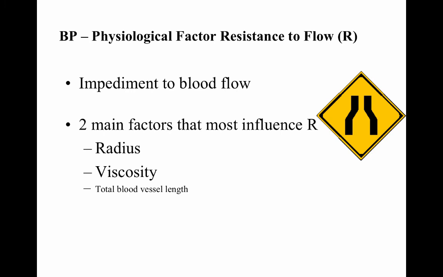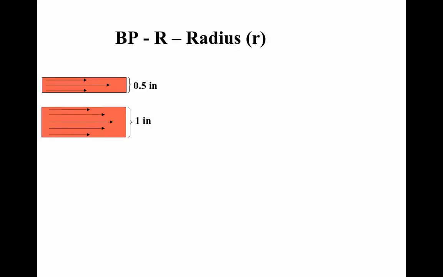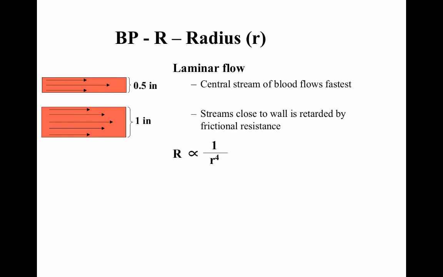Two main factors that most influence resistance are the radius of the vessels and the viscosity of the blood, as well as total blood vessel length being mixed in as part of that. If we look at the blood pressure resistance equation related to the radius, resistance is proportionate to 1 over the radius to the power of 4. What we're looking at is laminar flow, which just means a central stream of blood flowing the fastest. Streams close to the wall are retarded by frictional resistance.